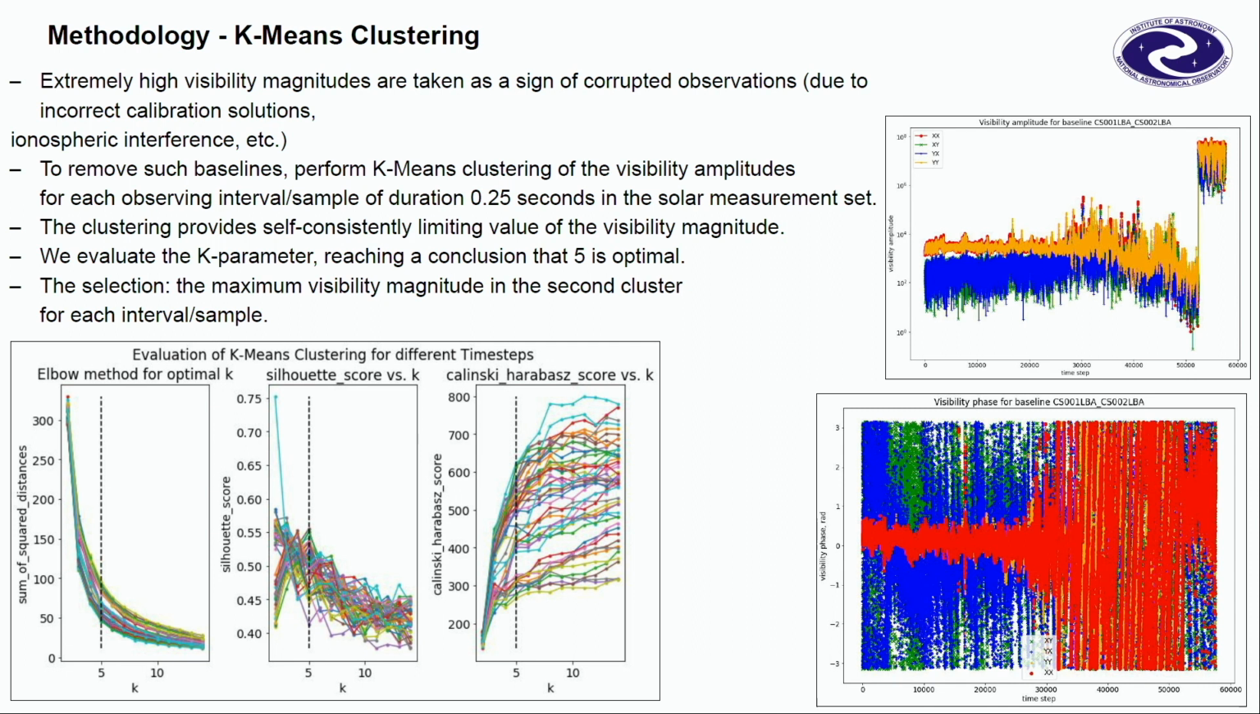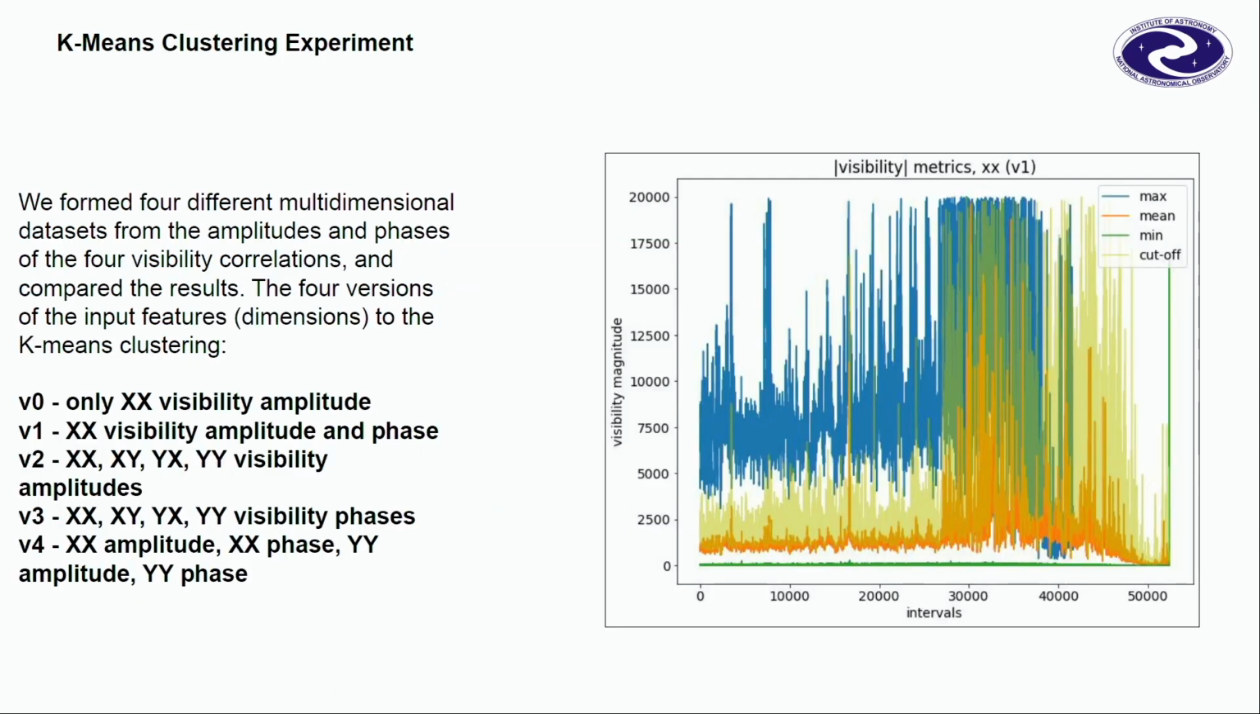Whether this criterion is correct or not is a separate question. But what we did was perform k-means clustering on the amplitudes and phases, at each sample. So we have 253 points repeating. We did k-means at every time step, so 50,000 of these time steps. First, we evaluated the k parameter using different methods, and we arrived at an eyeballed evaluation number of 5, which we used for the rest of the work.